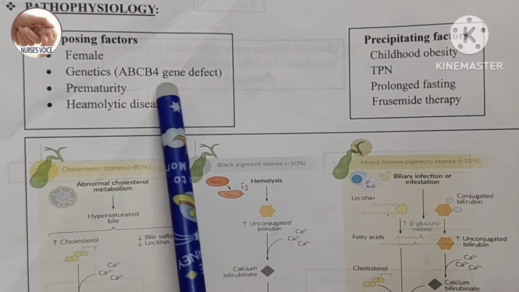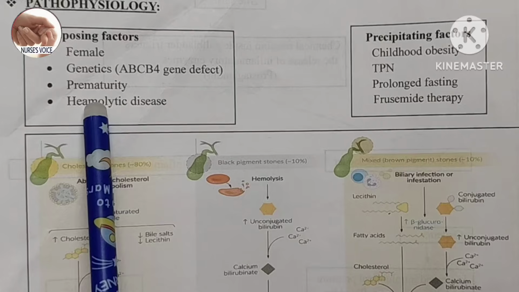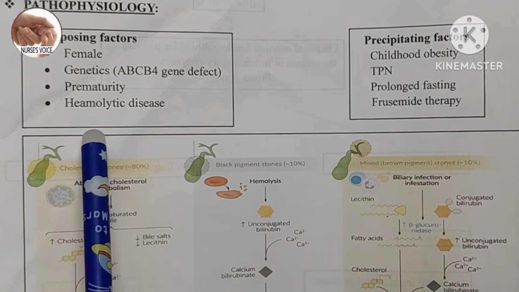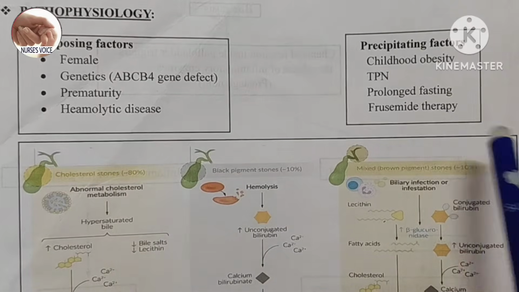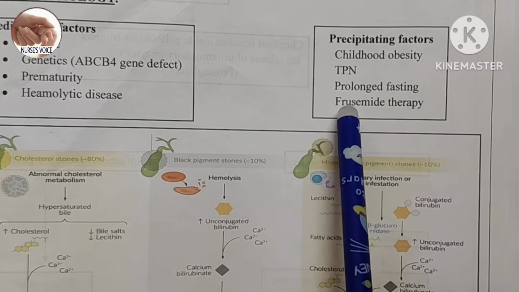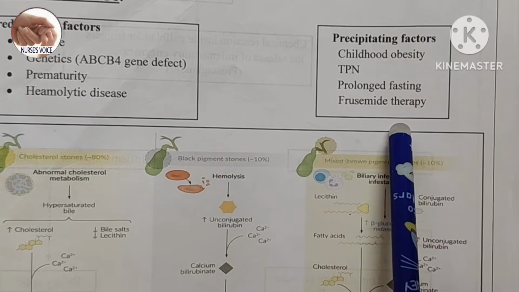First, the predisposing factors are female gender, genetics, ABC gene defect, prematurity, and hemolytic disease, and the precipitating factors are childhood obesity, TPN, prolonged fasting, or furosemide therapy.